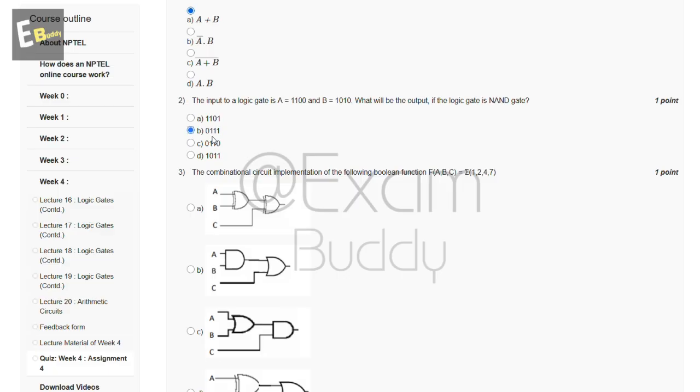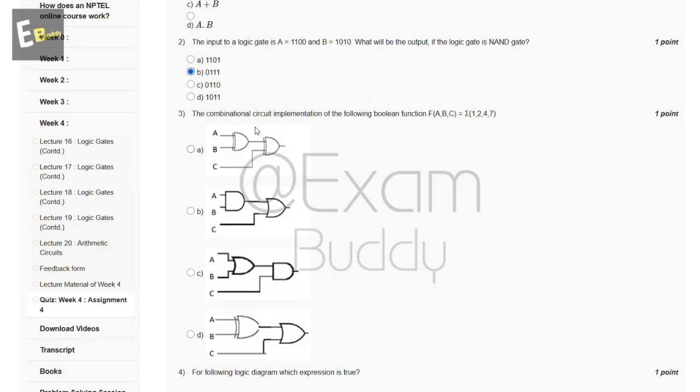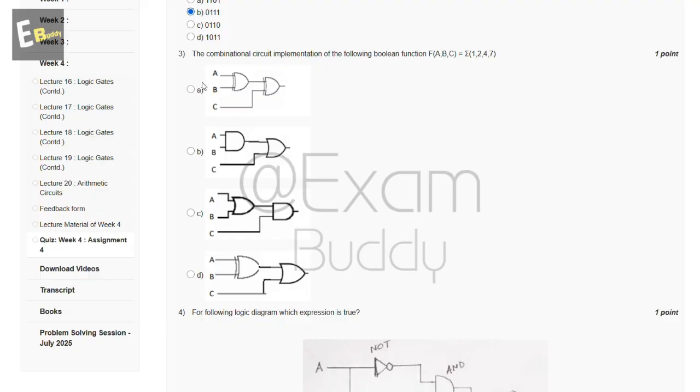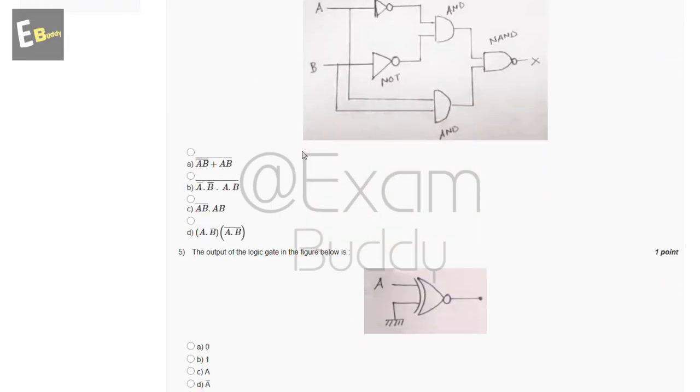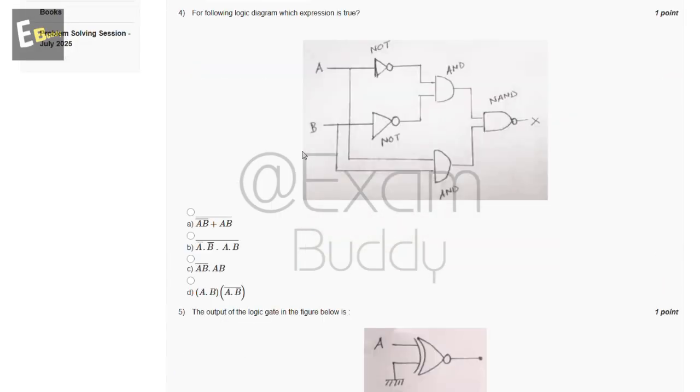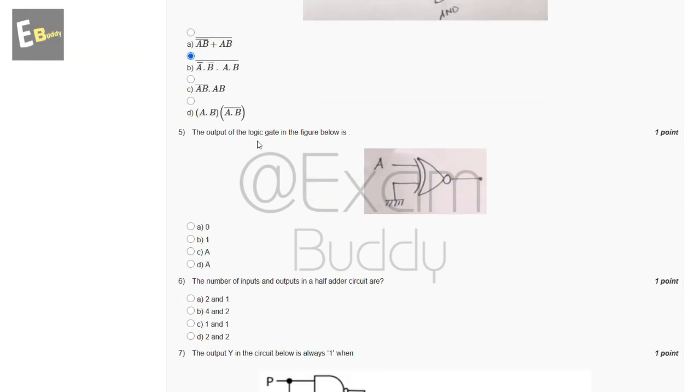Now the third question is the combinational circuit implementation of the following Boolean function f of a, b, c is equal to summation of 1 to 47. These are the circuits and the answer of our third question is A. Now the fourth question is for the following logic diagram which expression is true. This is our logic diagram and the answer of our fourth question is B. Now the fifth question is the output of the logic gate in the figure below is. This is our logic gate and the answer of our fifth question is D.